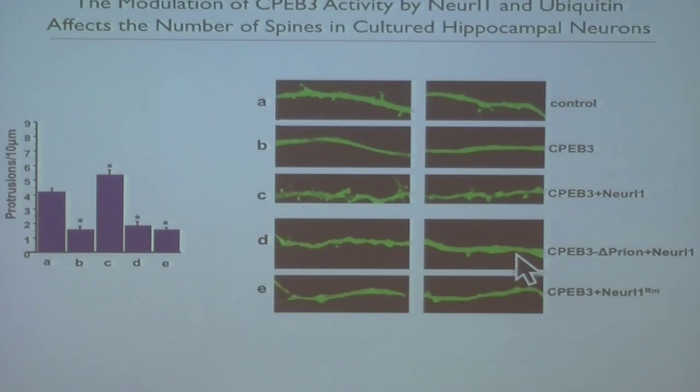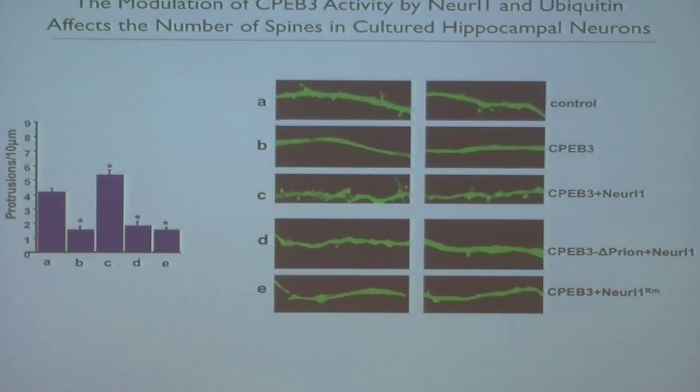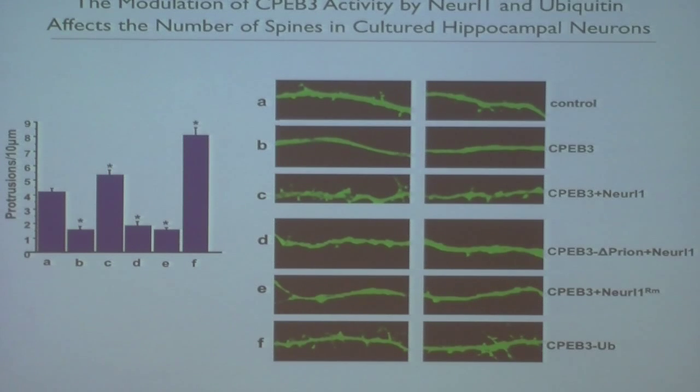If you get rid of the ligase domain of Neuralized and express it with CPEB3, no growth of synaptic connections. If you take CPEB3 by itself and monoubiquitinate it, don't use Neuralized anymore, you just express it monoubiquitinated, boom, beautiful growth of synaptic connections. So this shows clearly that ubiquitination of CPEB3, normally mediated by Neuralized, but can be produced artificially, is critical for the growth of new synaptic connections.